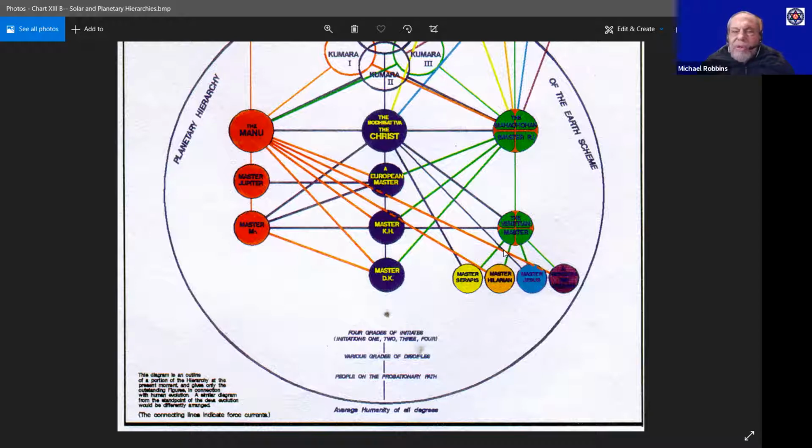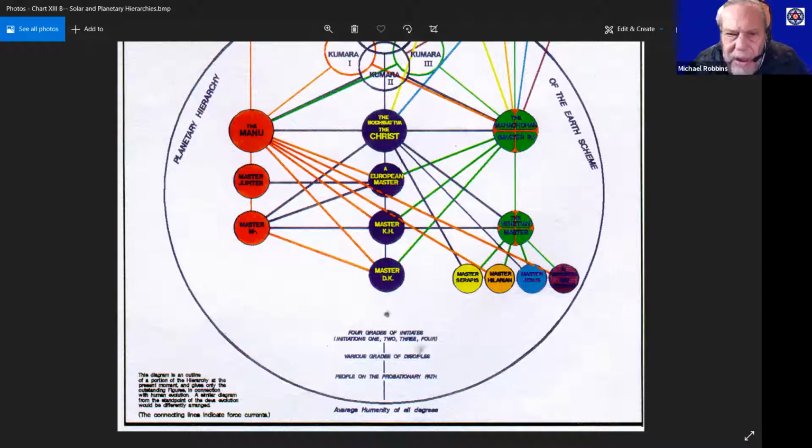So, you know, these charts do hold some very interesting and intricate suggestions of relationship.